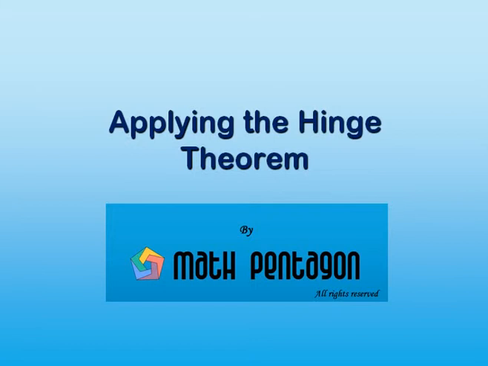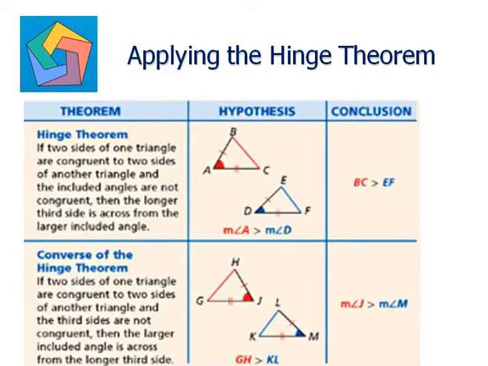Hi, today we are going to learn about applying the Hinge theorem. Let's understand what the Hinge theorem is. Hinge theorem says if two sides of one triangle are congruent to two sides of another triangle and the included angles are not congruent, then the longer third side is across from the larger included angle.